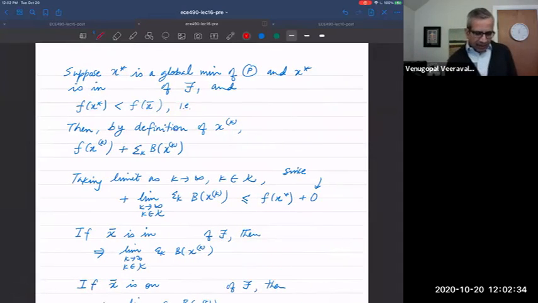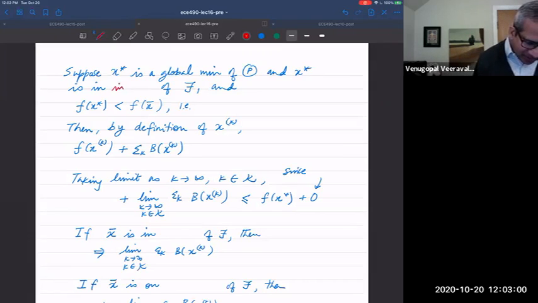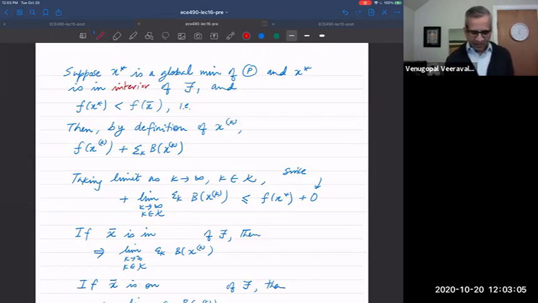Now let's say x star is a global minimum for P, and let's first assume that x star is an interior point, and then we'll talk at the end about what happens when x star might be on the boundary. The proof for x star being an interior point is a little more straightforward, and the proof for the boundary point will follow once you have the proof for the interior point. In the textbook they try to do both together, and it's a little confusing, so it's better to separate it out, I think.